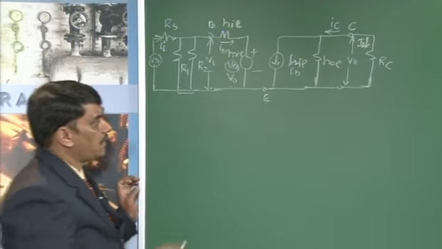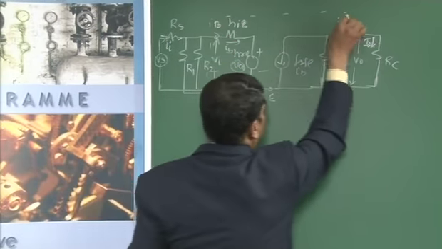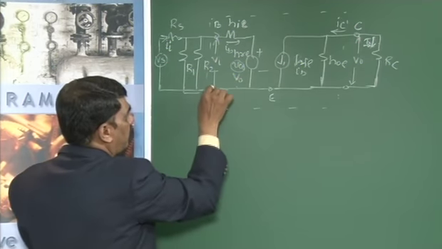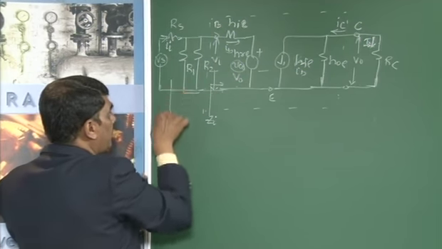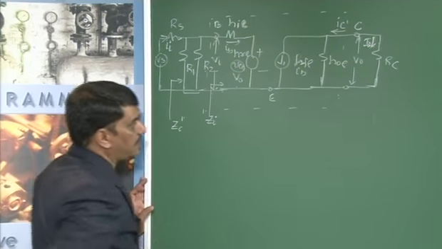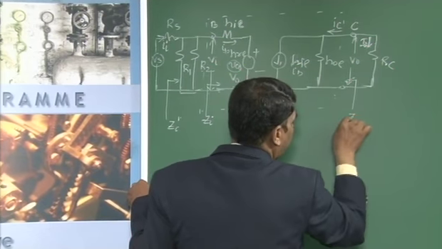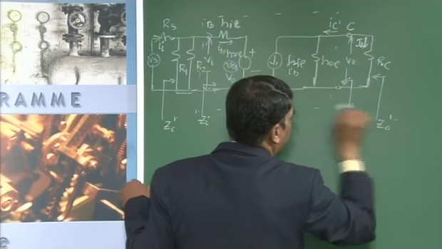Already we know that for this circuit analysis, we determined the input impedance, looking into the base-emitter terminals, denoted by Zi. When you are looking into the resistances R1 and R2, this resistance is denoted by Zi dash. Similarly, when you are looking in with RC equal to infinity, this is Z0. When you are looking into this point, this resistance is Z0 dash.